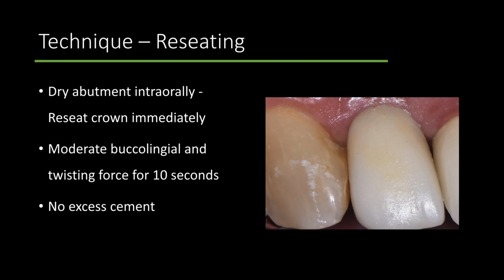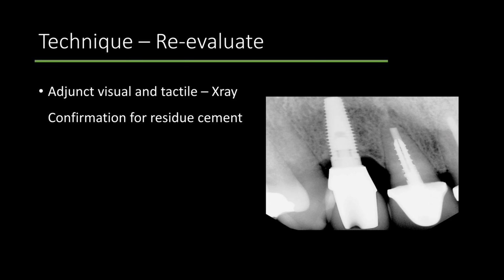Immediately reseat the optimally cement-lined crown onto the dried abutment intraorally. Upon seating, apply moderate buccolingual and twisting force for 10 seconds. A well-seated, adequately retained crown, with minimal to no excess cement expressed at the margins, will result. As an adjunct to visual and tactile confirmation, expose a radiograph to further evaluate for residual cement.